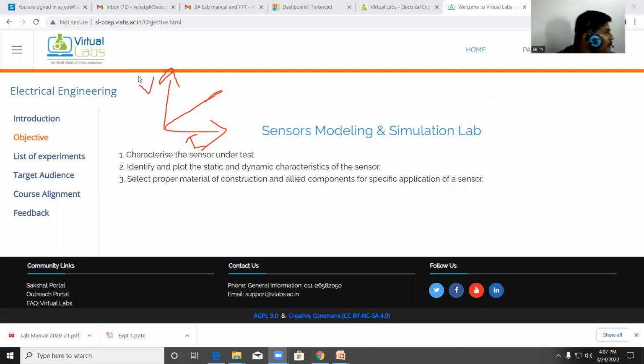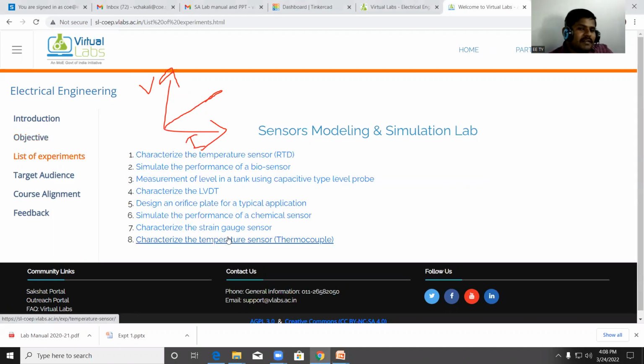Then select the proper material of construction and allied components for a specific application of the sensor. So we want to select the proper material, whether tungsten, copper, or platinum, depending upon the application where we are using the sensor. So these are the main objectives.